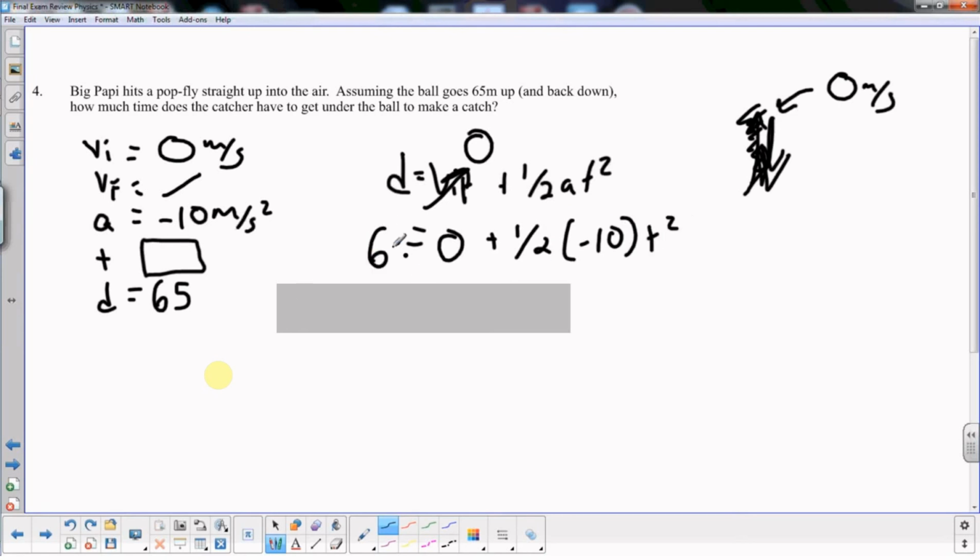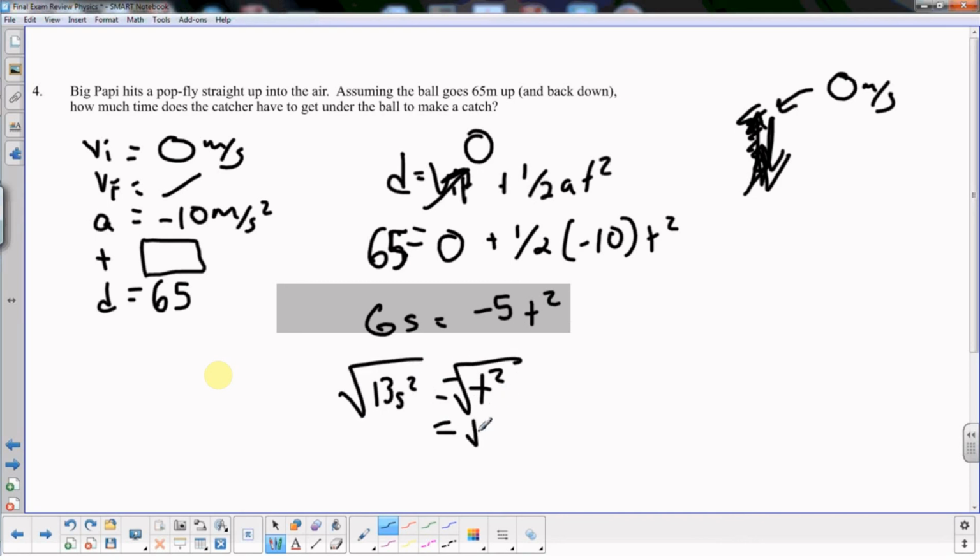Okay, so at this point, 65 equals negative 5 t squared. And we're going to do a little quick calculation. 65 divided by 5, we're going to end up with a time squared of 13 seconds squared. Don't worry about the units too much. They have come and gone and cancel out and give us seconds squared for time squared. The issue now becomes taking the square root here to get time. So we're going to take the square root of 13. We're going to get 3.6 seconds.